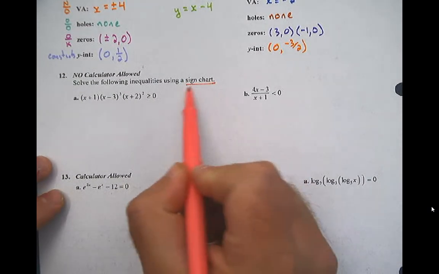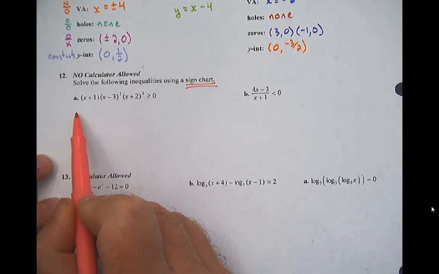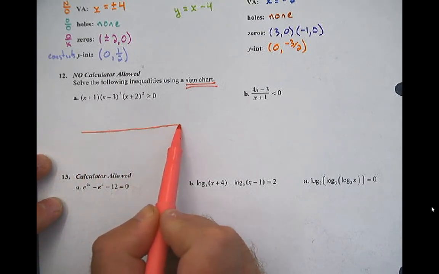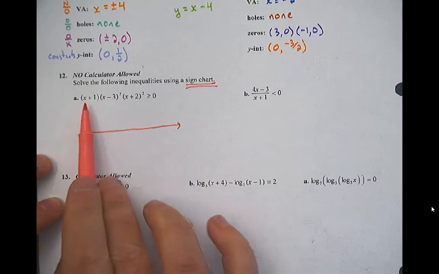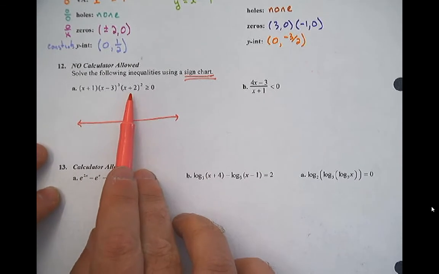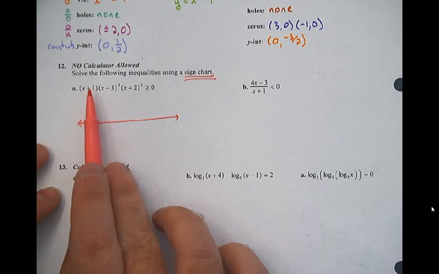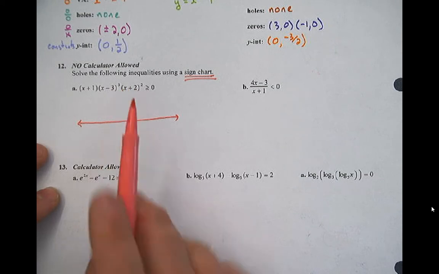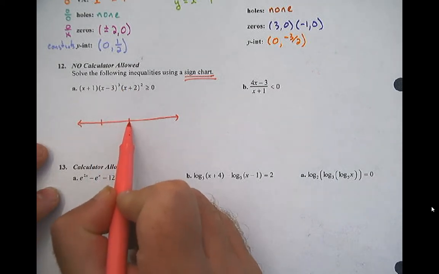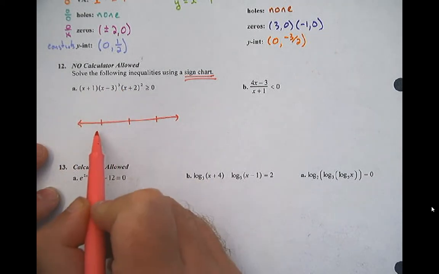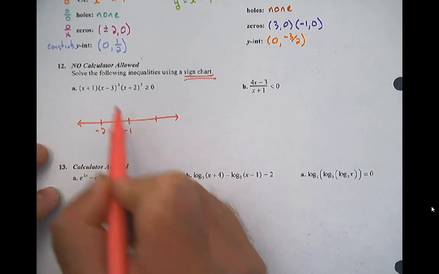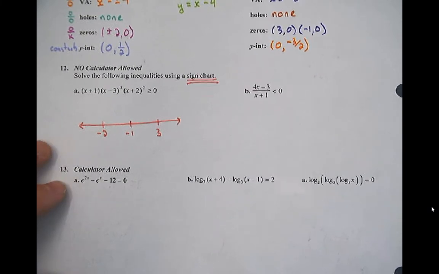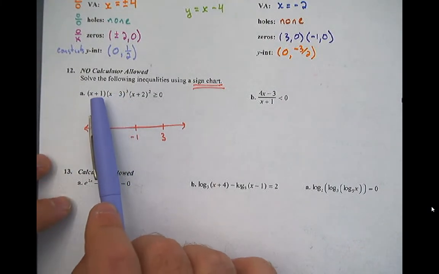So this is a sign chart. In a sign chart, you have a number line, and on the number line, you're going to identify where all the zeros are. So in other words, you're going to ZPP this. There's going to be a 0 at -1, a 0 at 3, and a 0 at -2. So I'm going to have 3 zeros. Put them in order: -2, -1, 3.